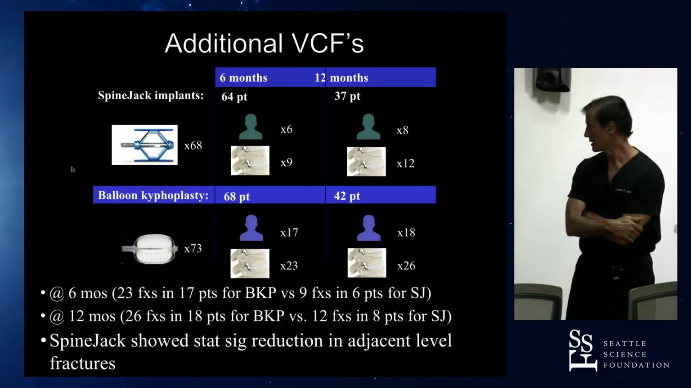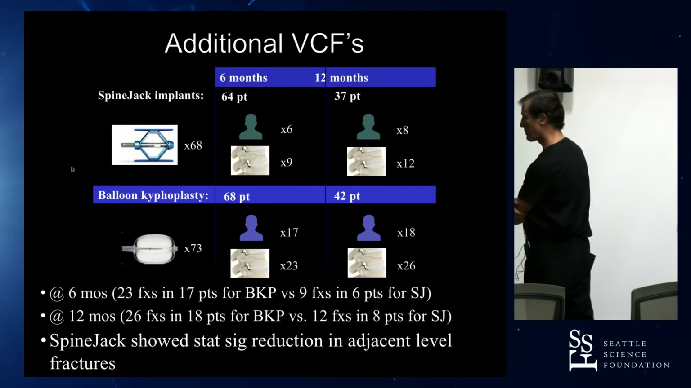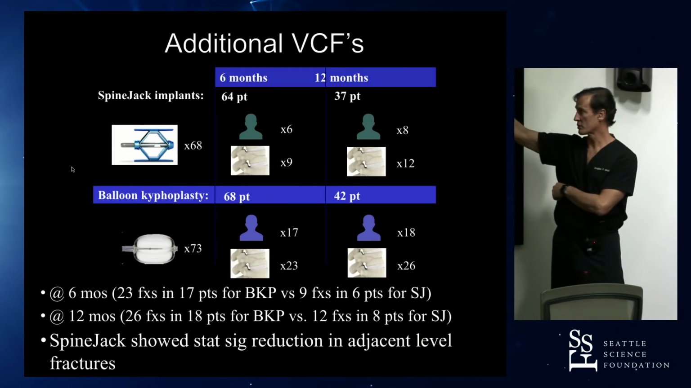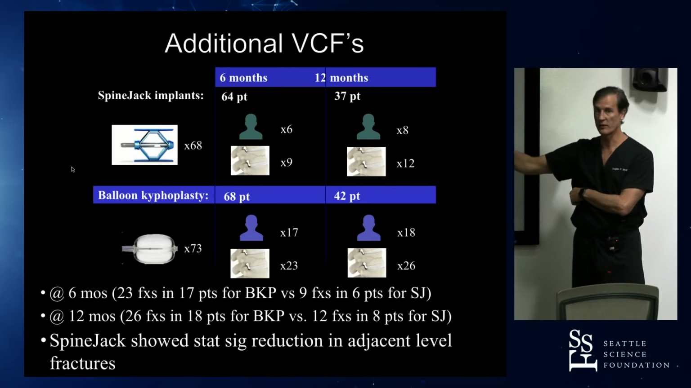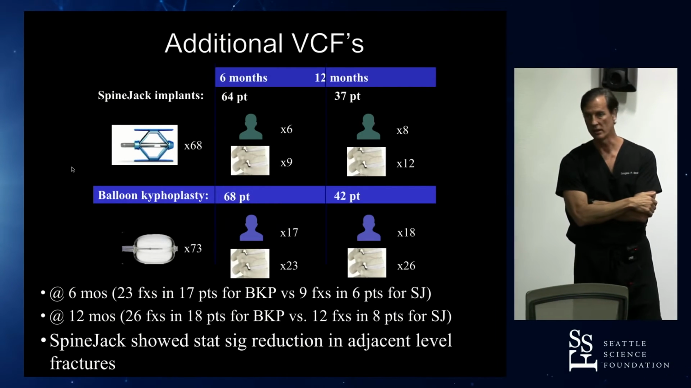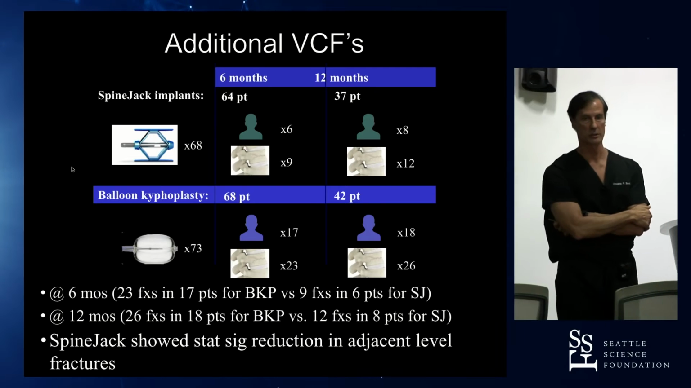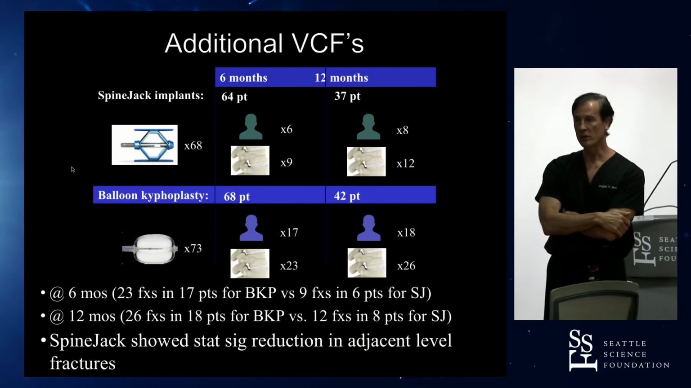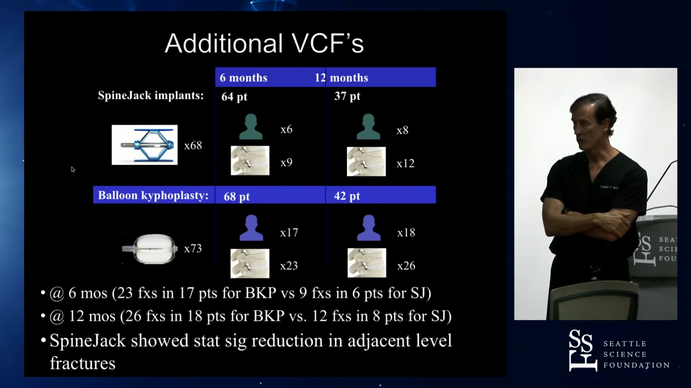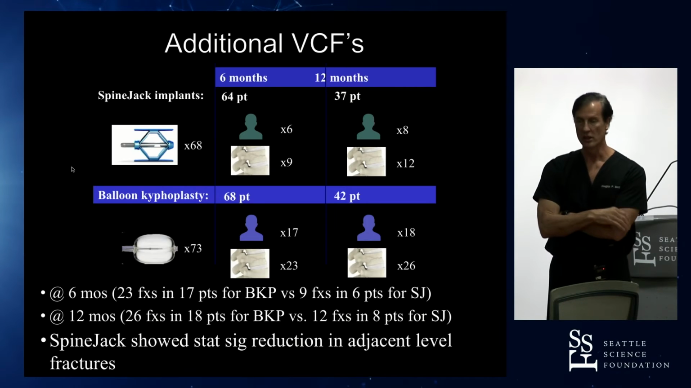And at the end of the trial, SpineJack patients had 12 fractures in 8 patients, and balloon kyphoplasty had 26 fractures in 18 patients. Highly statistically significant difference. So we're now able to cut the incidence down to below the natural native incidence.